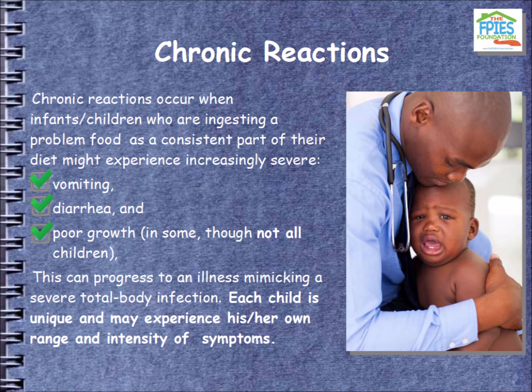So just to go back to the top of this slide, when we're talking about ingesting a problem food that's a consistent part of a child's diet, with infants, you might want to think of the example of formula. An infant is having formula as the main component of their diet on a daily basis. The child could be reacting to the dairy in the formula, or perhaps they're on a soy formula and they could be reacting to the soy in that. That's an example of a potential food that's a consistent part of a diet.